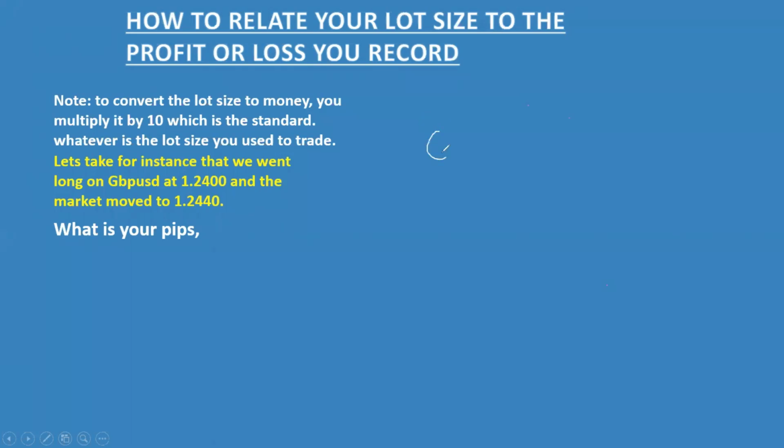So the currency pair is Great Britain pounds USD. You can even do it by yourself, and then you can put it in the comment section for me, showing that you're understanding it. So what is the answer here? What is the pips? Before I solve it, what is the pips?